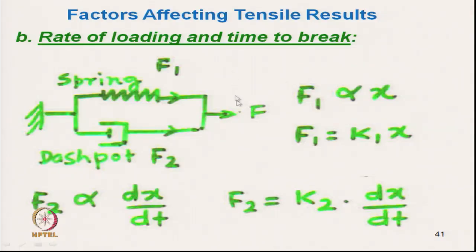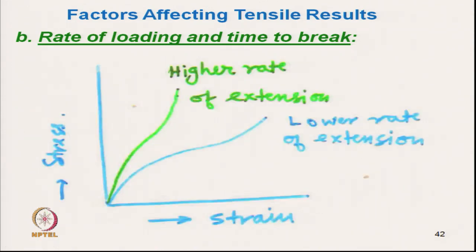That is why, due to the increase in rate of loading or rate of extension, the apparent tensile load increases. This picture shows the curve at a lower rate of extension, and the same material at a higher rate of extension has become stiffer and shows higher strength.